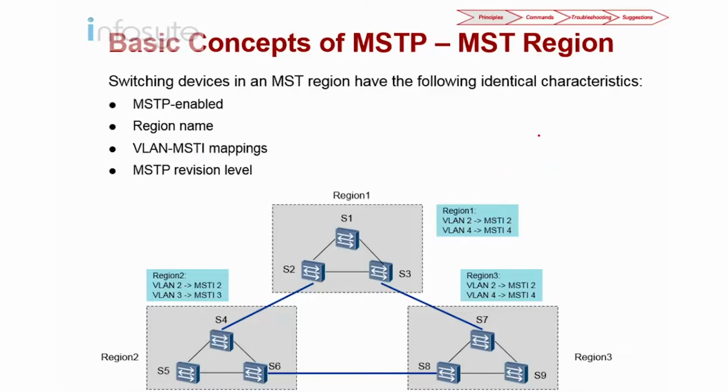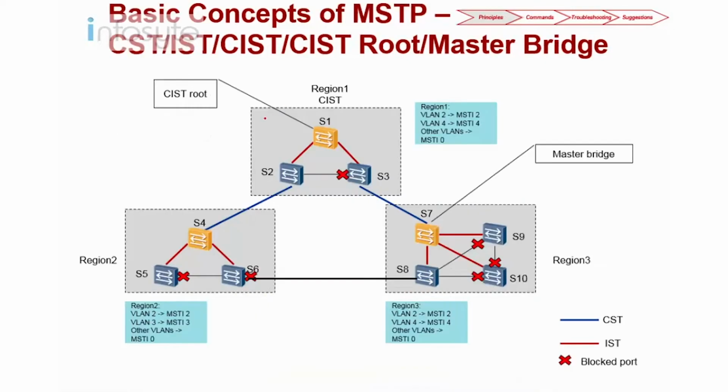These are some of the basic things that you need to be aware of. Let's look into some of the terms related to MSTP. Here we have CST. CST stands for Common Spanning Tree. For common spanning tree, I want you to think of region 1, where you notice that I have 3 switches.